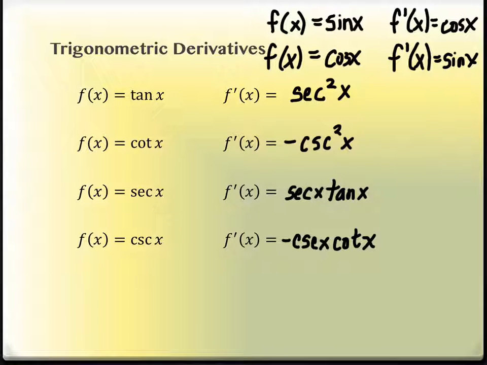Secant and cosecant have themselves in their derivative. Secant has a secant in it, tangent has a tangent in it. You never see a function and a cofunction together. So, right, you don't see secant cotangent, right? So if there's one that's a co, the other one's a co as well.